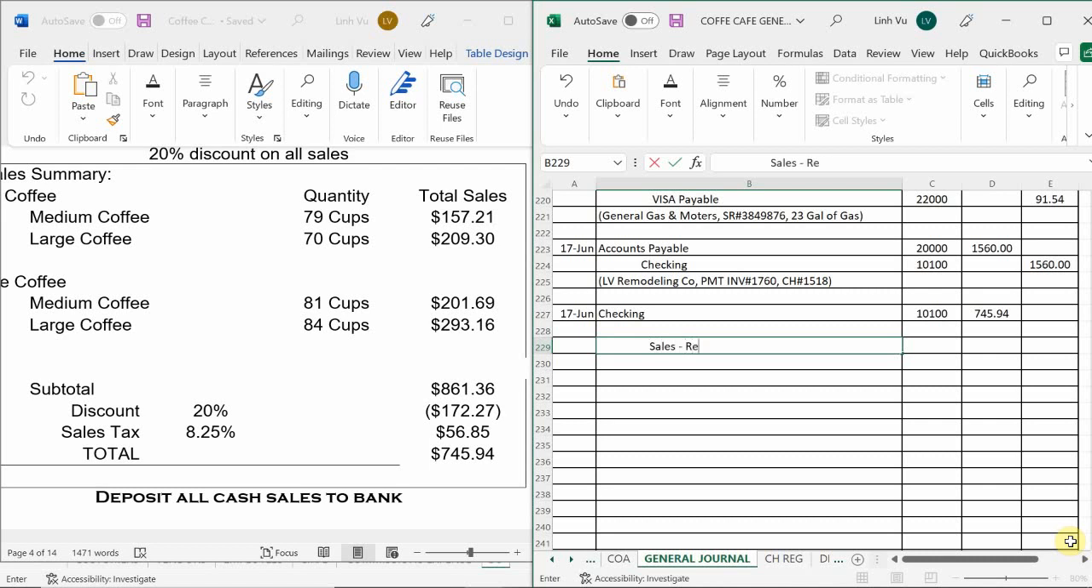So sales, regular. Now in this case, you're going to have to type out everything. This is your journal, not your trial balance or anything like that. So regular. Oh no, it goes medium, regular coffee. Okay, which was 43.50. Okay, we got sales.